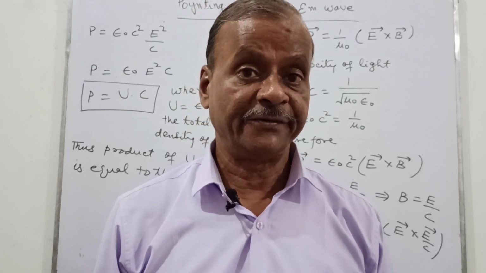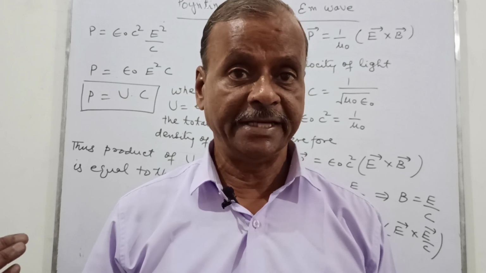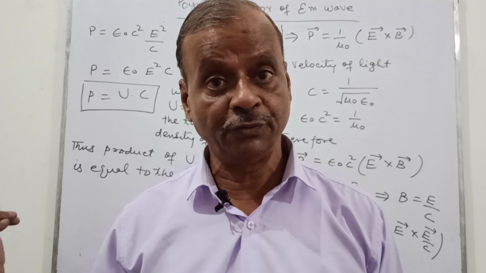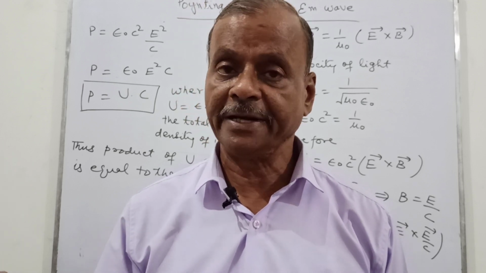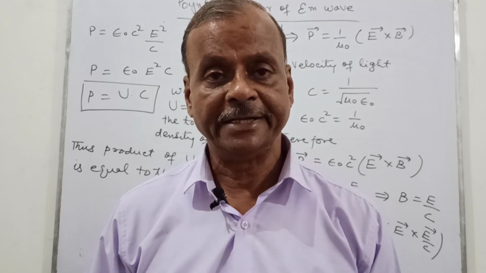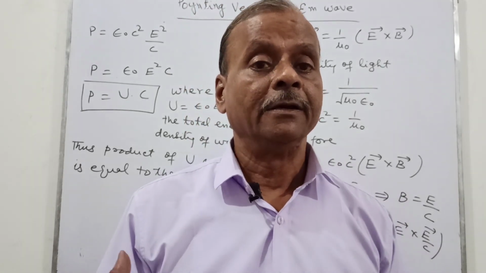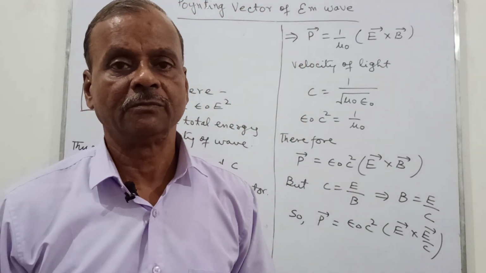So these are the different formulas, and this is the relation between E, H, E and B, and that gives you the Poynting vector, and we have U into C, the total energy density of the EM wave multiplied by the speed of light, that will give you the Poynting vector. So this is about the Poynting vector.